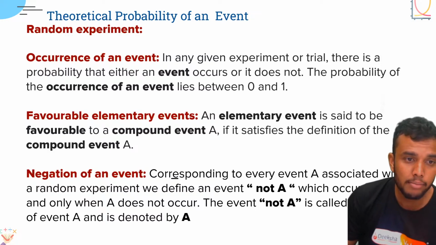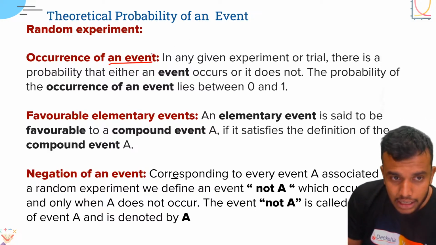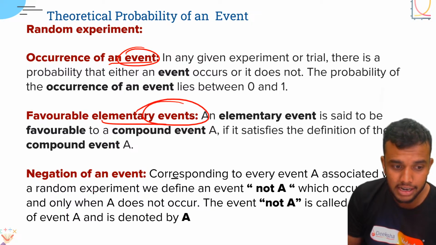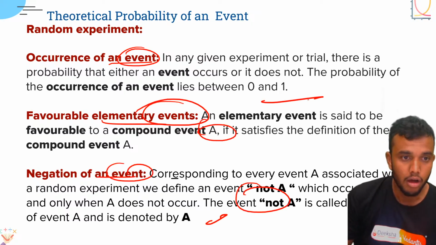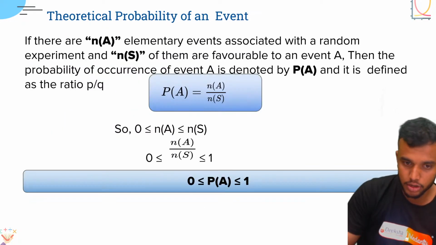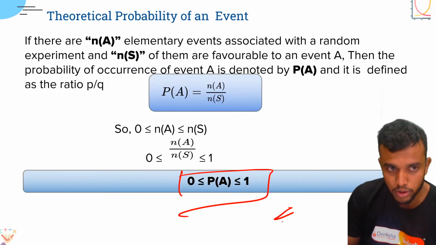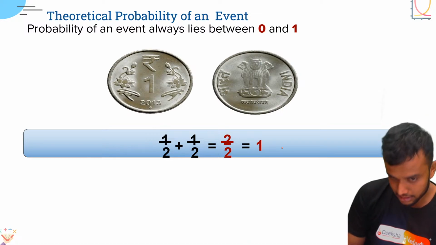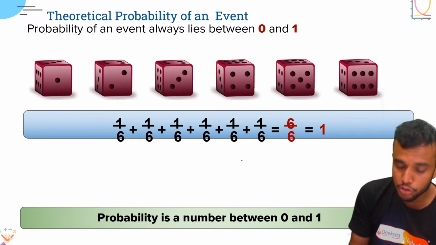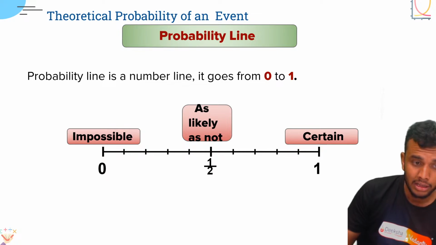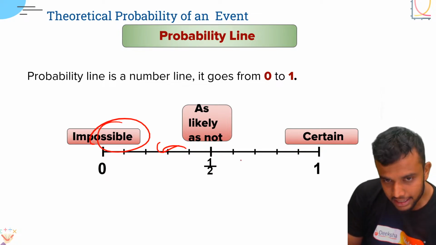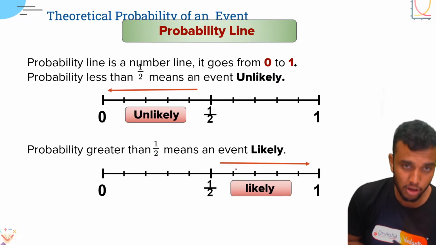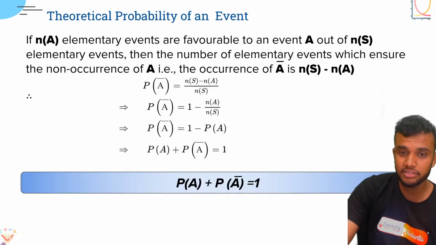Here in random experiment we have 3 cases: occurrence of an event, favorable elementary events, and negation of an event, not A. The probability always lies between 0 and 1. Finally we can write like this. This is very important. If you add these two values, you obtain 1. Probability 0 is called impossible, 1 by 2 is as likely as not, and 1 is certain. This is the final table, the probability line.